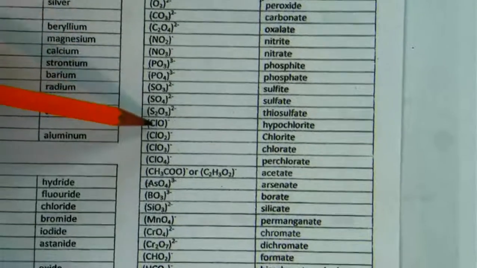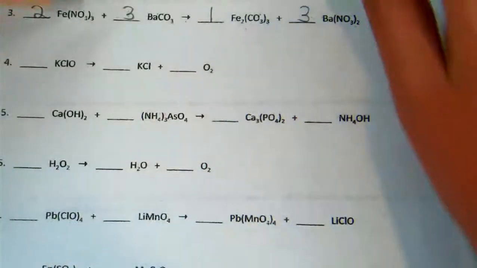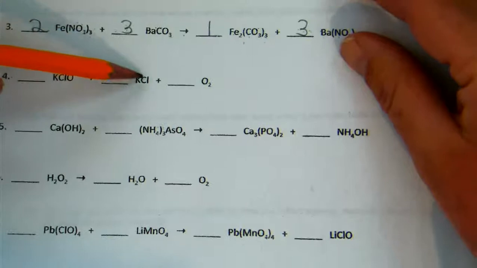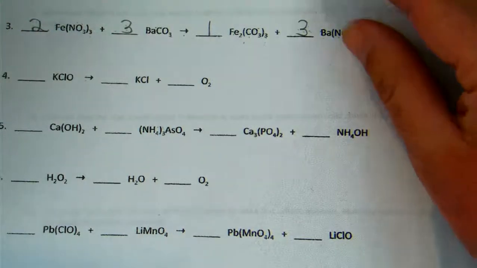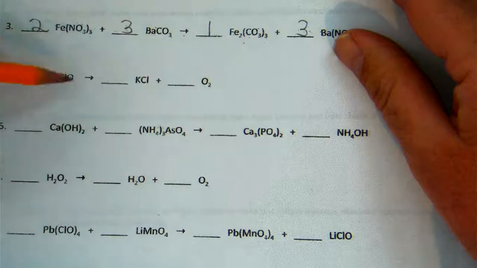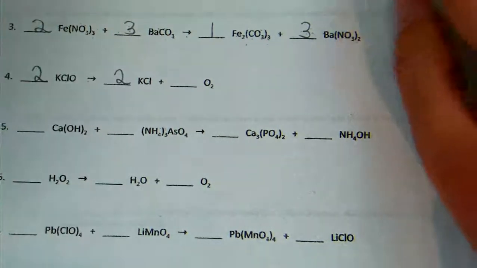Potassium and ClO is one I don't normally encounter, it is called hypochlorite. ClO is hypochlorite. So potassium hypochlorite decomposes into potassium chloride and oxygen. Nice. Well, I can see I need to at least double the oxygens to start off with. And that means I need to double the potassiums on both sides.